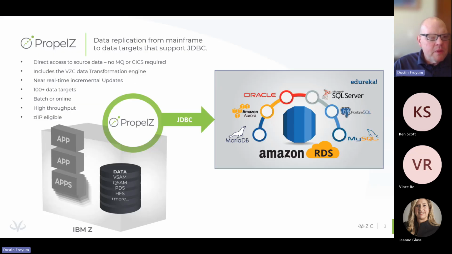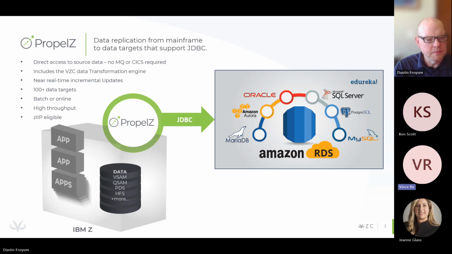So Vince, let's start with PropelZ and a little bit about our architecture, and then how do we integrate with specifically RDS, but also then we can integrate with Snowflake on AWS or Databricks or any other data lake that's available on AWS. Can you talk us through that at a high level?